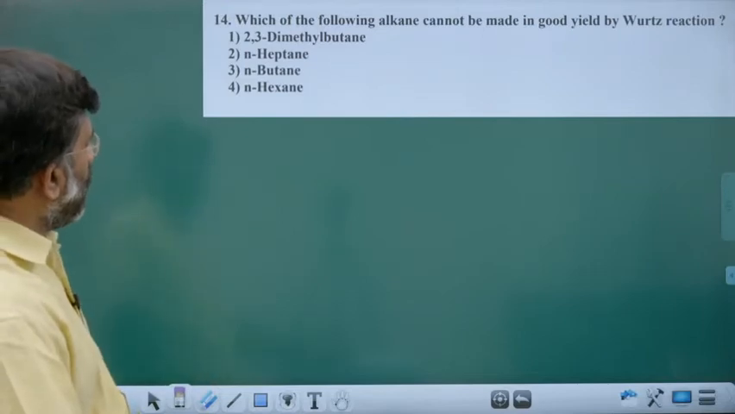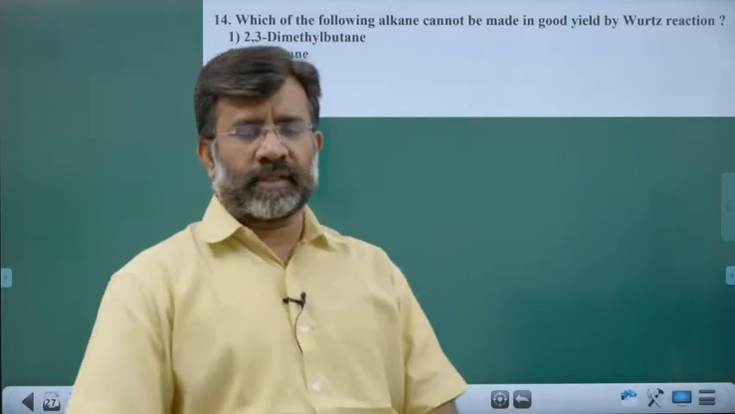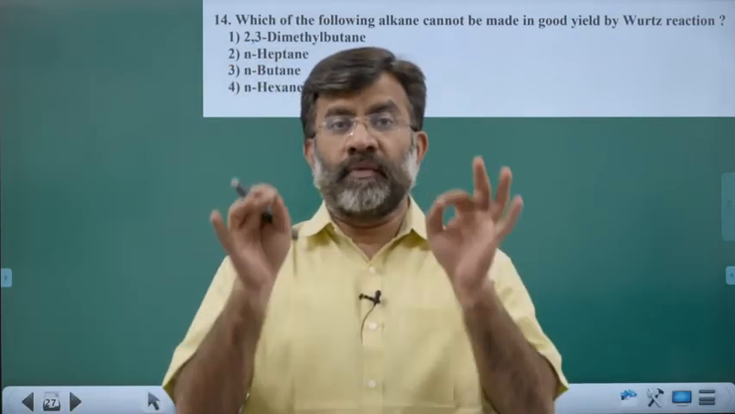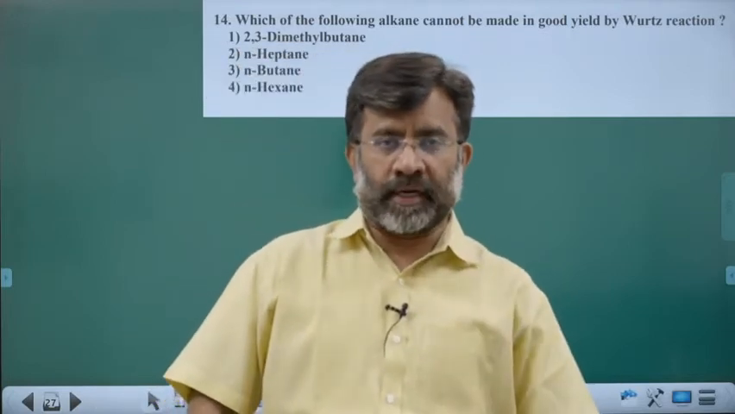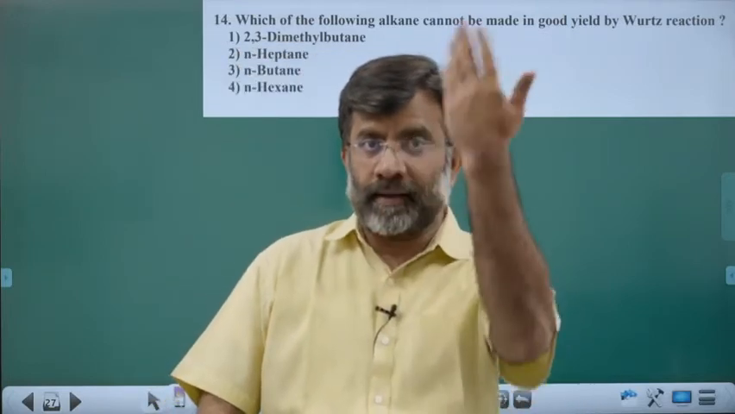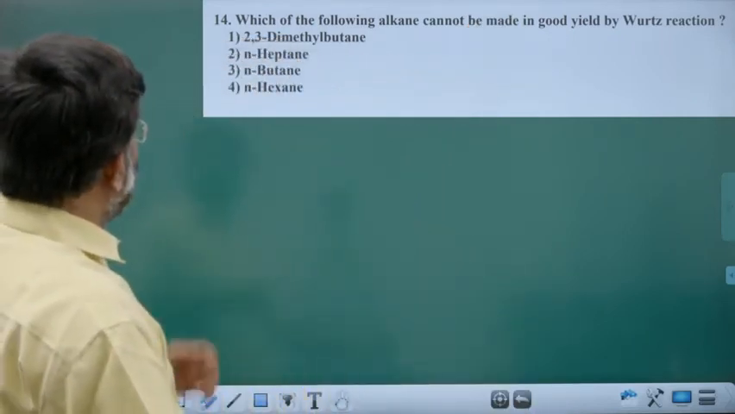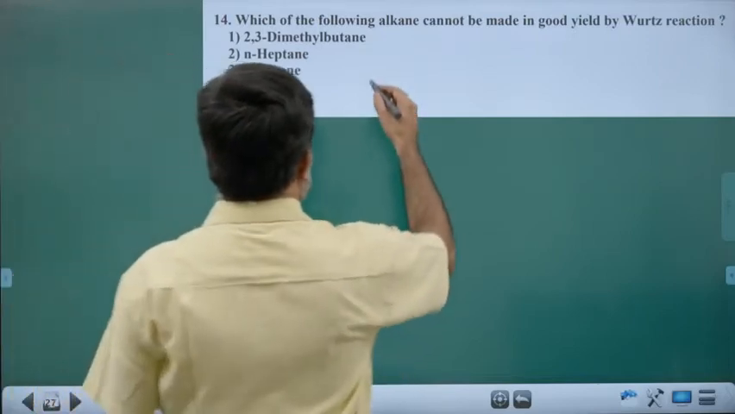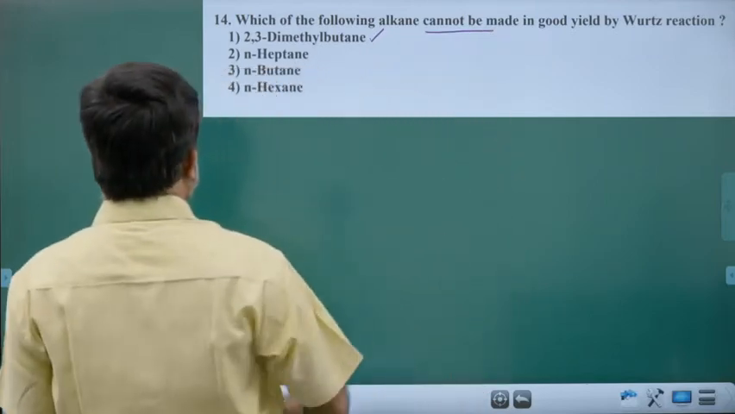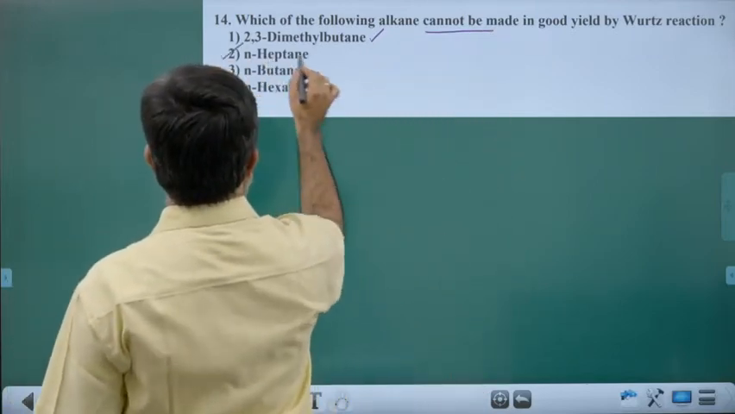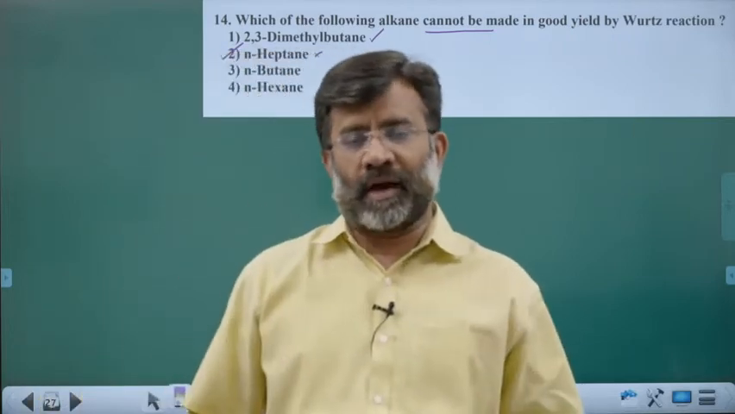Which of the following alkanes cannot be made in good yield by Wurtz reaction? All of you know Wurtz reaction is meant for producing alkanes with an even number of carbon atoms, symmetrical higher alkanes. 2,3-dimethyl butane is a symmetrical higher alkane and you can produce it. Cannot be, that is the question. Heptane is the answer, because heptane does not have an even number of carbon atoms.